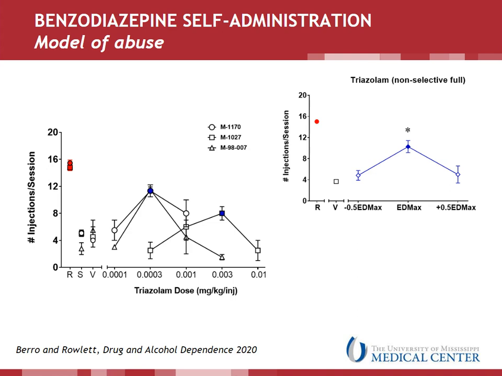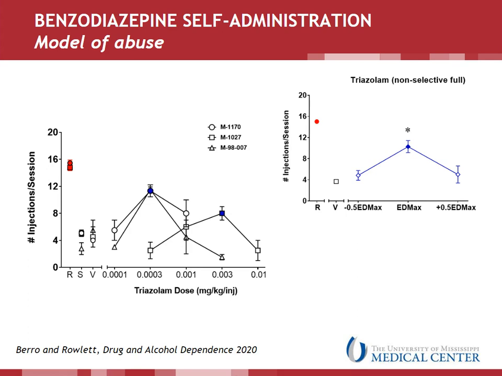The graphs represent the number of injections or reinforcers earned during self-administration sessions run under a progressive ratio schedule of drug delivery. In this study, animals were trained to self-administer the opioid remifentanil, represented in the graph as an R, and they earned an average of 15 injections of that opioid per session. When animals were given saline or vehicle in the syringe instead of the drug, intake was very low, as expected in the absence of drug.